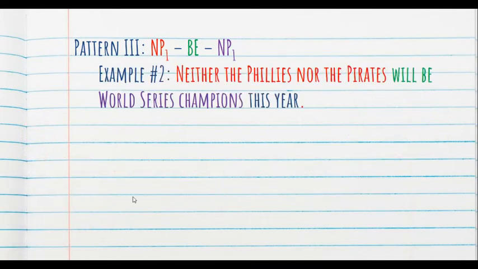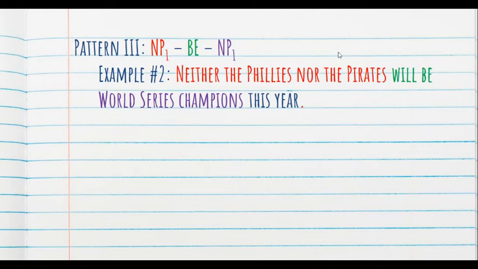All right. Let's take on the second example. Neither the Phillies nor the Pirates will be World Series champions this year. I really don't follow any baseball, but we'll just go with it anyway. So in this case, I can see that I have subjects. I actually have 2 subjects. Instead of using an and, I used a correlative conjunction. I remember correlative conjunctions come in pairs. So here's that neither nor. So there's that pairing. So I have a subject and then I have a verb.